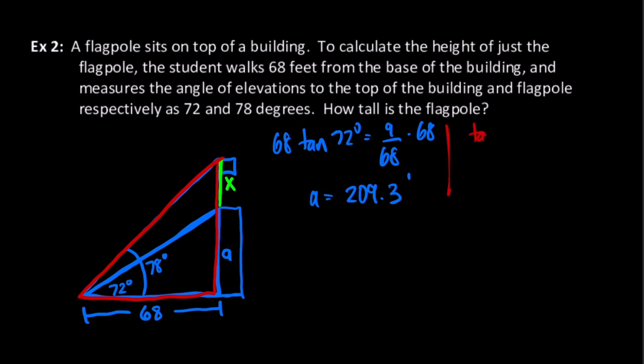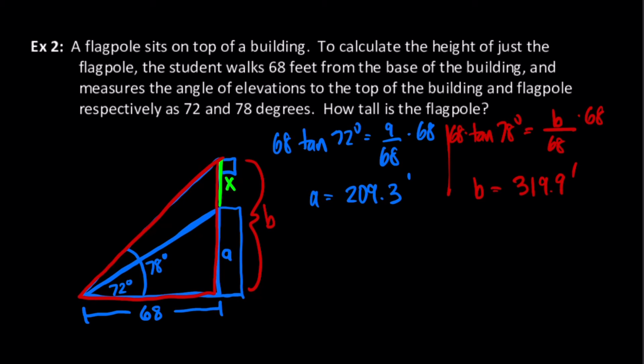So this will be tangent 78 degrees equals, let's call that B, B over 68. And then once again, we just multiply by 68. So B equals 68 tangent 78. And for that, I got 319.9 feet. So to find X, guess what we do? Just subtract those. 319.9 minus 209.3, and I got 110.6 feet.